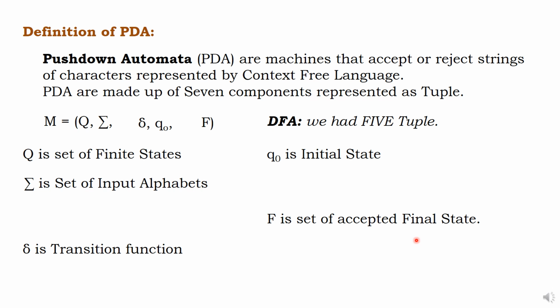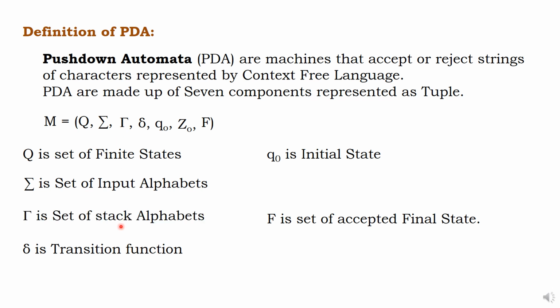But sir, you told 7. The extra 2 are these 2. Who are these 2? Gamma. Gamma is the set of symbols available in the stack. In the stack you had Z0, A, B, Q, whatever may be according to the problem. What is the reference? Sir, Z0 is the reference, which is at the top of the stack. That is called the pointer. Z0 is the initial symbol on the stack pointer.